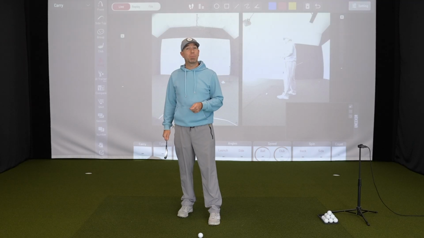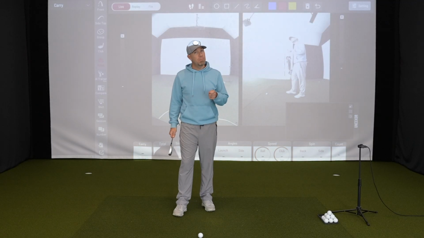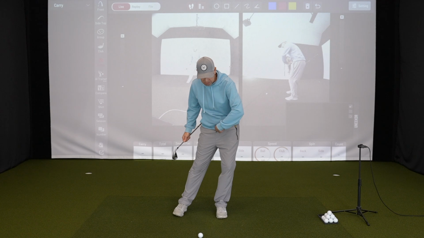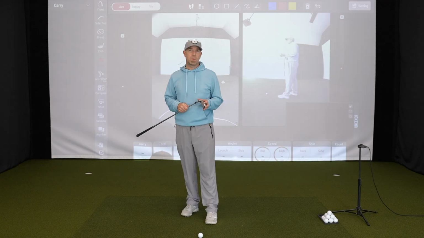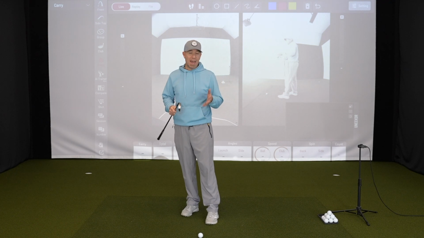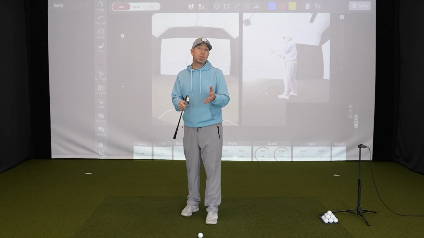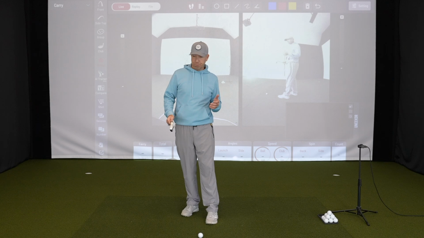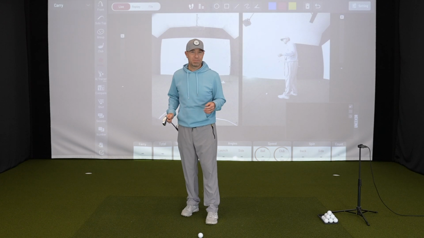But you have to have a proper pressure shift in order to minimize how much that pelvis works towards the target. So in order to improve this, I have a couple tools that I use as a drill that you can do at home as well. Where did I put them? I'll be right back.